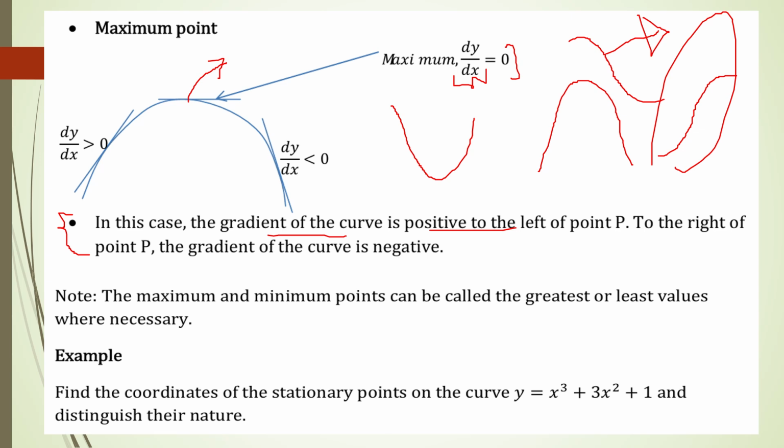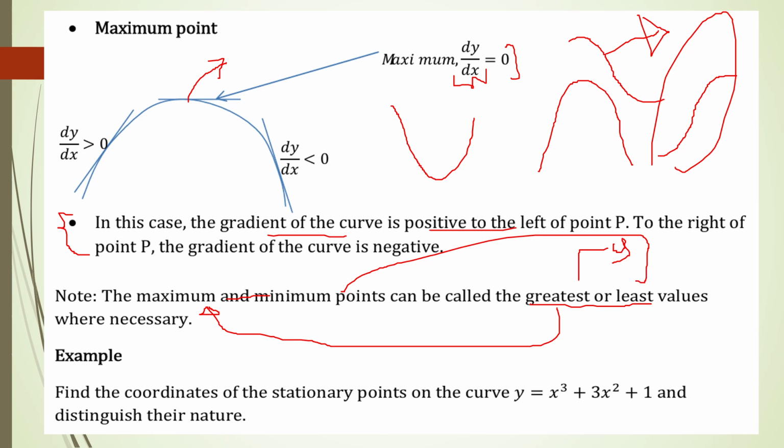So we made a note that here the maximum and minimum points are also called the greatest or least values. For example, we may give you a function of y in an item or in a scenario or in a question, and then we tell you to find the greatest and least values. So greatest is going to be referring to a maximum point. Also at the greatest point, we refer the gradient to be equal to 0, which is the same as dy/dx. Also the minimum point is going to be the same as the least value. And also at this point, dy/dx must also be equal to 0.